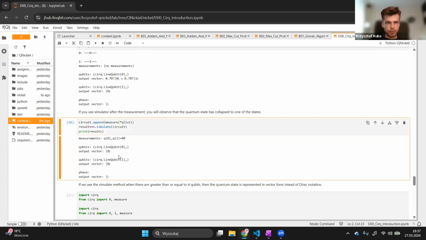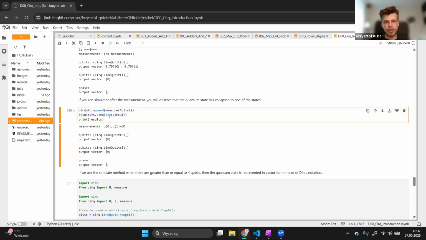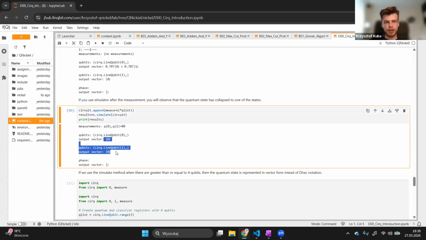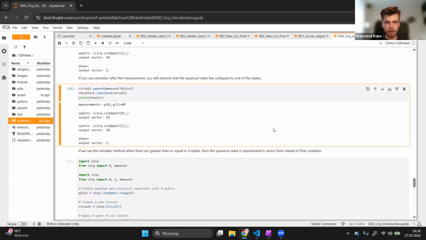And we can continue and measure all the qubits. And if they're measured, then we can observe only one state, right? So after the measurement, we don't have a state vector, but rather just a vector.